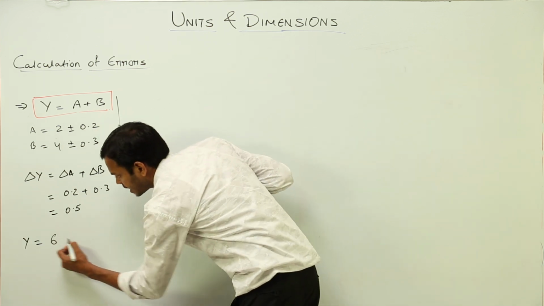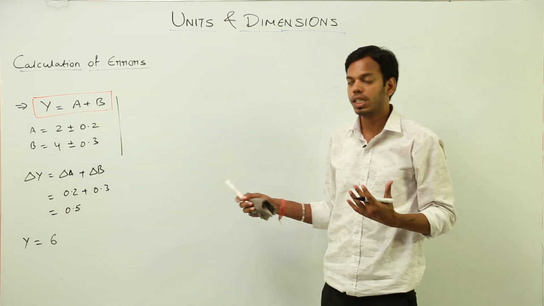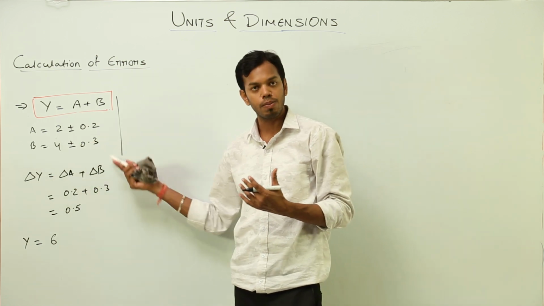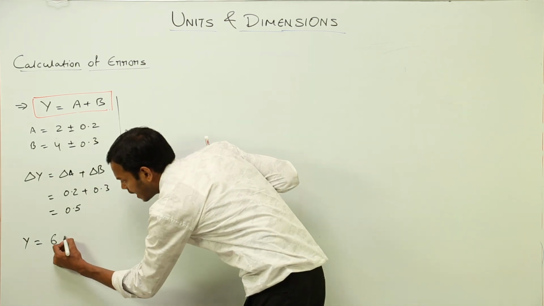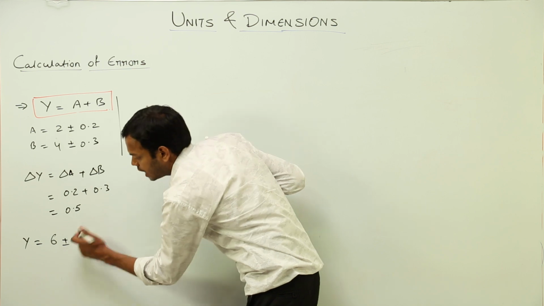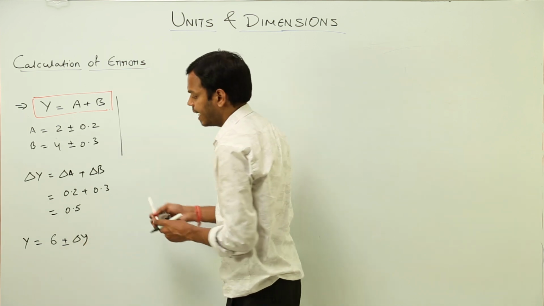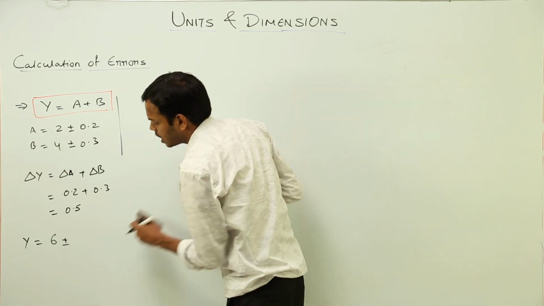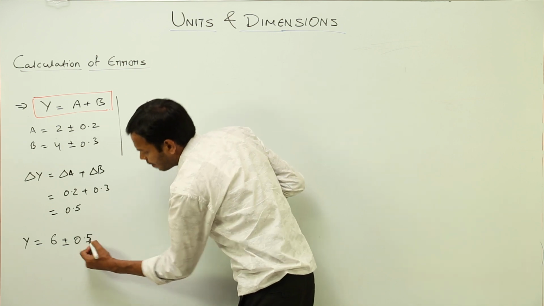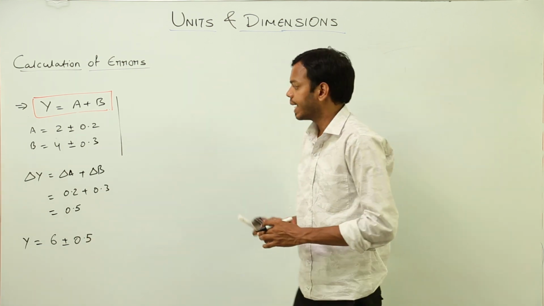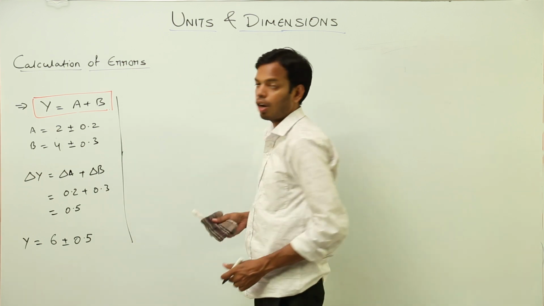So y is 6, but I have to write the value in standard format, that is the value plus minus error. So I want it as y plus minus delta y, and delta y we have already figured out, which is 0.5. So this would be the calculation of error in the case of addition.